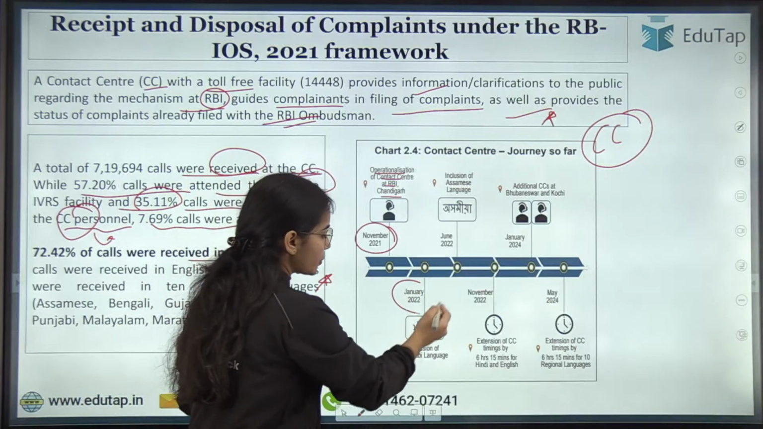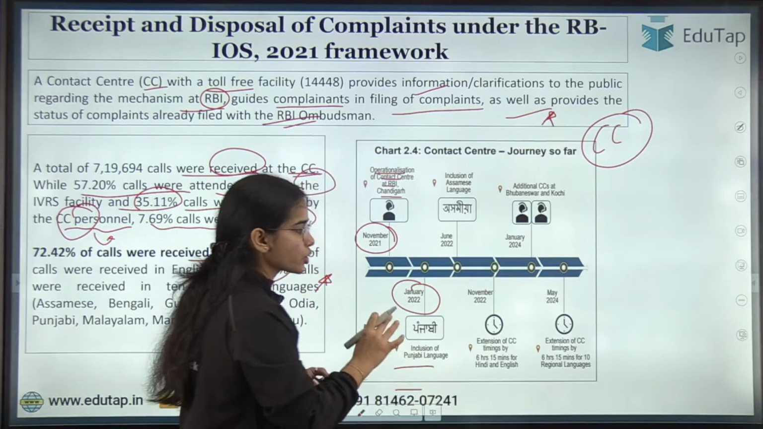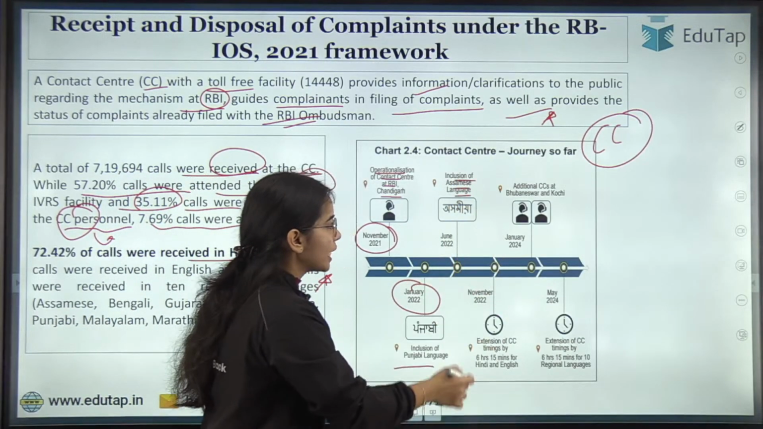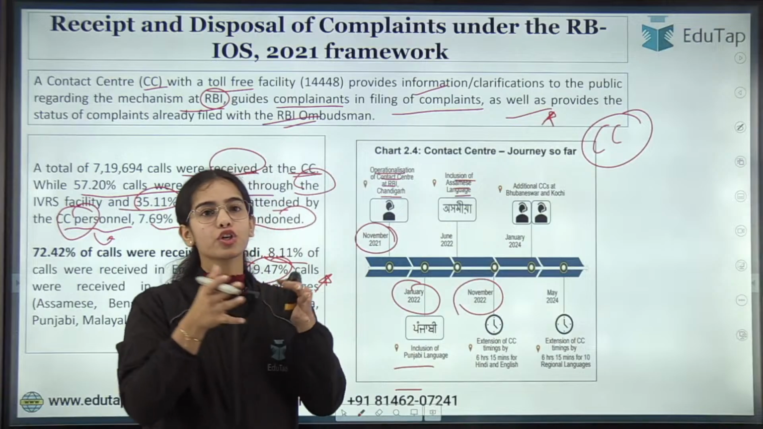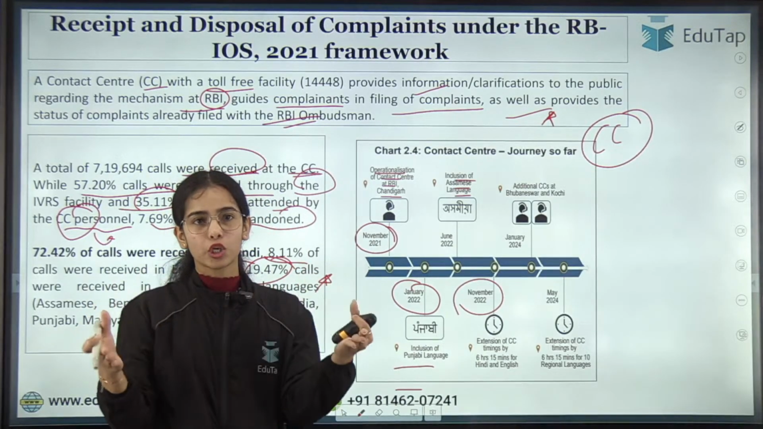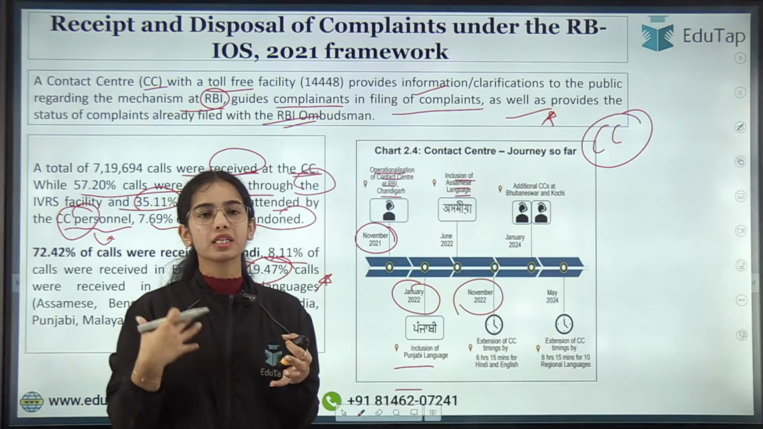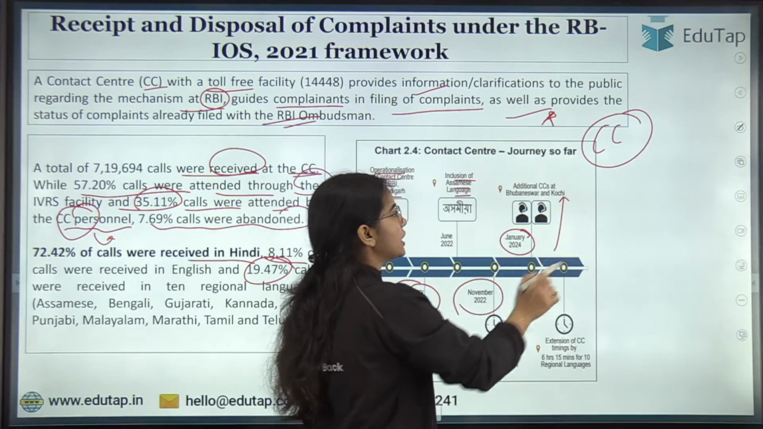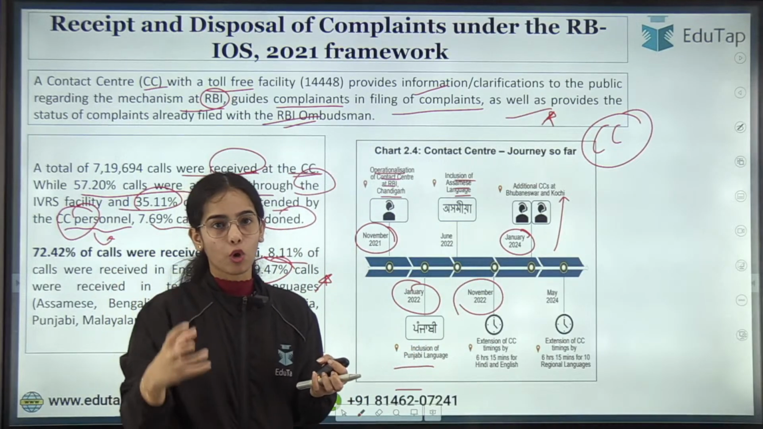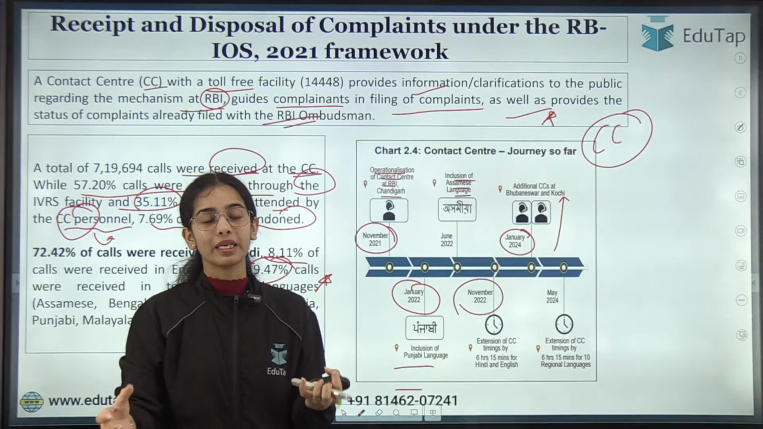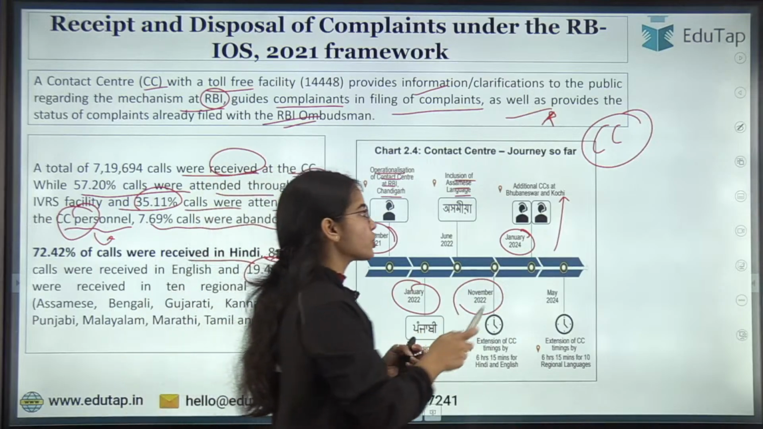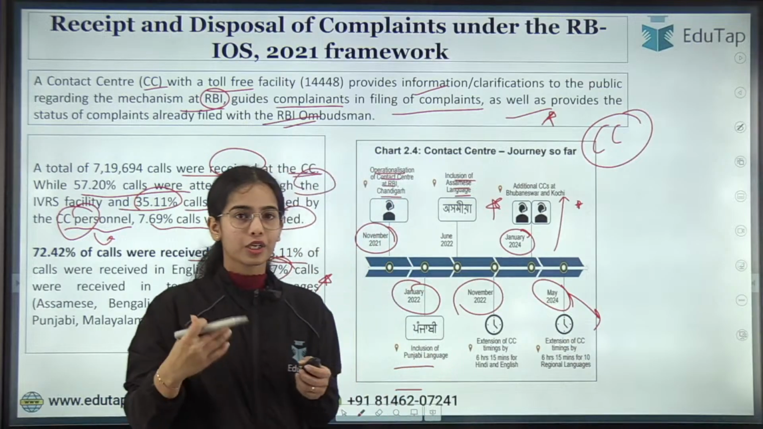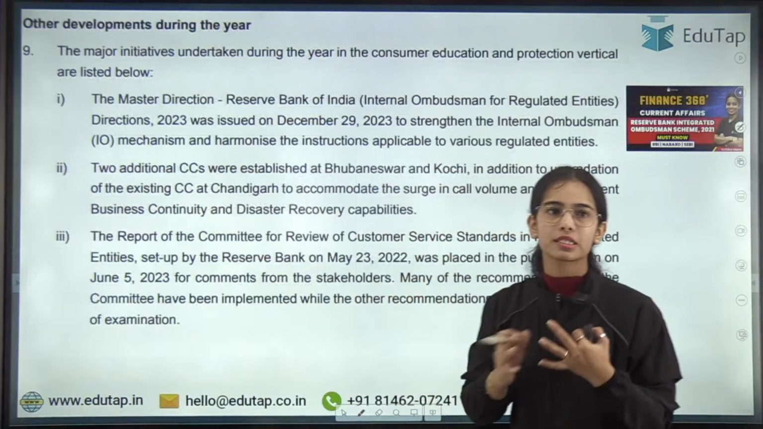In January 2022, the Punjabi language was included, so different regional languages were added. Then the Assamese language was included. In November 2022, the timeline of the contact center was extended so that you can raise your queries at different times. In January 2024, it was decided that additional contact centers would be launched in Bhubaneswar and Kochi, because so many calls were coming, along with a further extension of contact center timings. So this is the brief history.